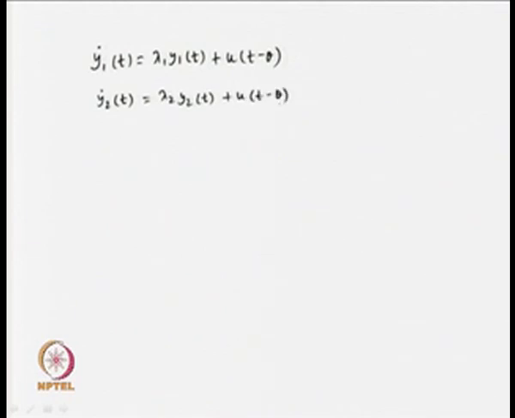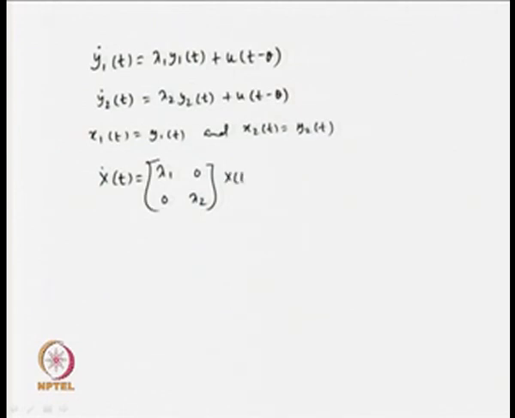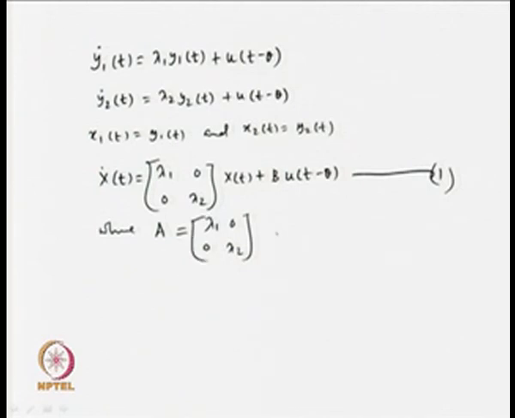Now, if I introduce the state variables x1(t) and x2(t), let x1(t) be equal to y1(t) and x2(t) be equal to y2(t), then that will enable me to write that in the state equation form, giving us x dot t is equal to the matrix [lambda 1, 0; 0, lambda 2] times x(t) plus B u(t minus theta). So, this is how we obtain a state equation form of representation of the dynamics of a real time system, where the A matrix is [lambda 1, 0; 0, lambda 2] and B is [1; 1] for the second order case.